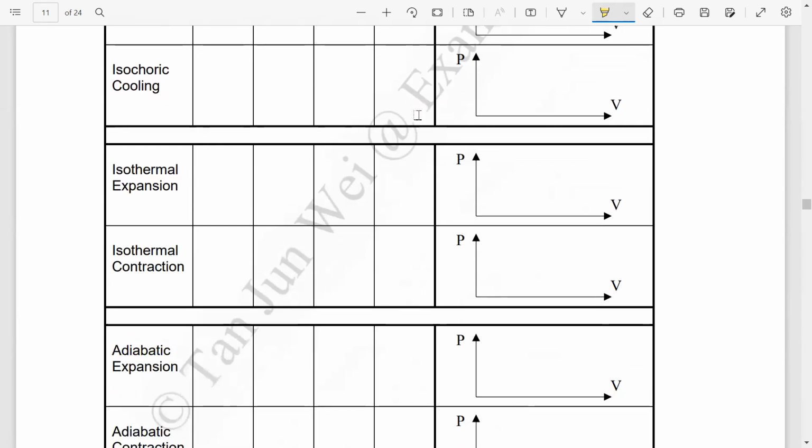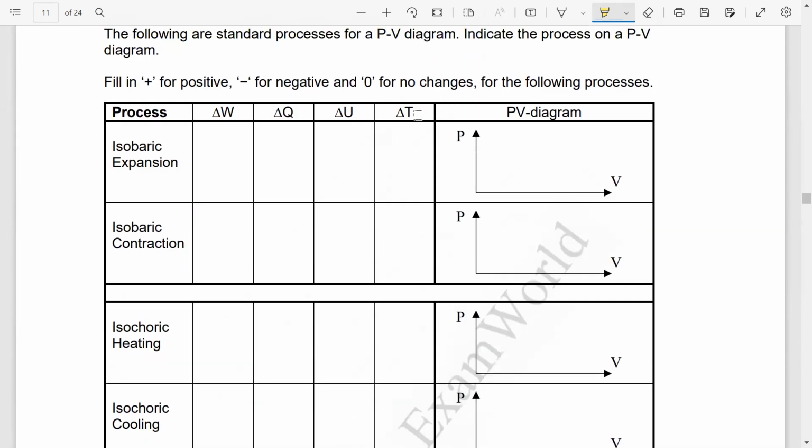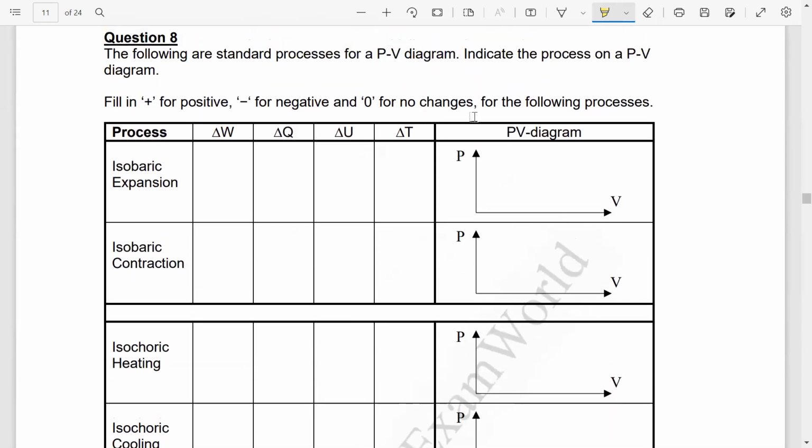Isothermal and adiabatic. Okay. So this is something I came up with last year for the Olympiad students, and it was very useful. I use it for the A-level students now. So it's something that is very useful. You can keep it for your A-levels as well. So now what you need to do here is to fill in positive and negative, in terms of the changes.